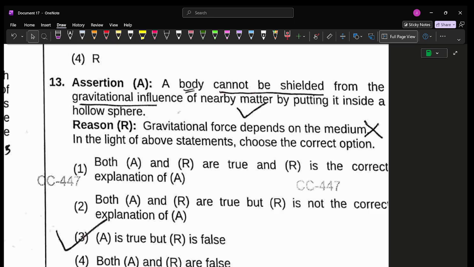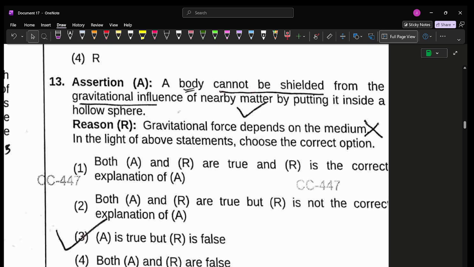Could you please tell me, could you just explain this a bit more? A body cannot be shielded from the gravitational influence of nearby matter by putting it inside a hollow sphere. Okay, we'll be done with 13 questions. This comes from the shell theorem.